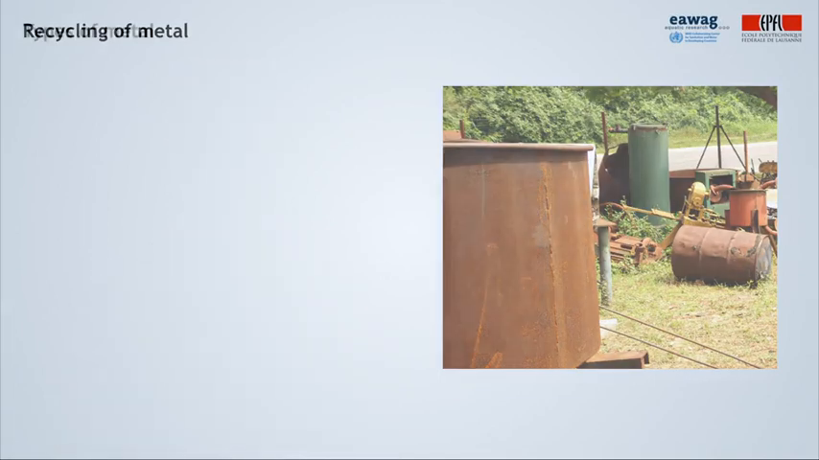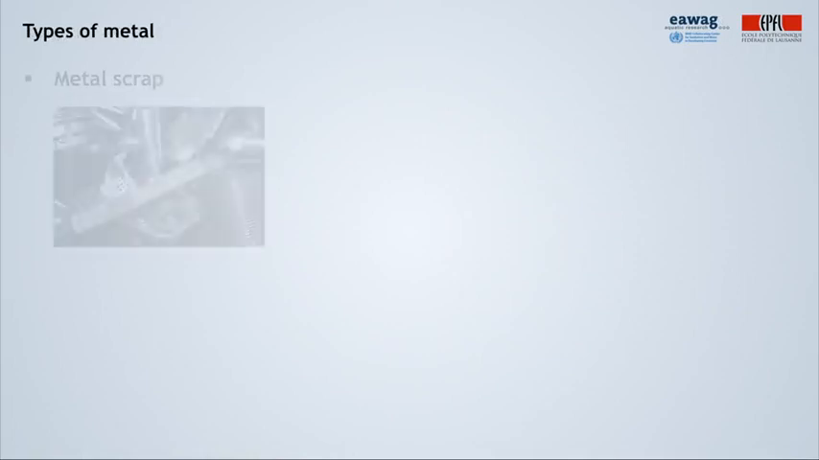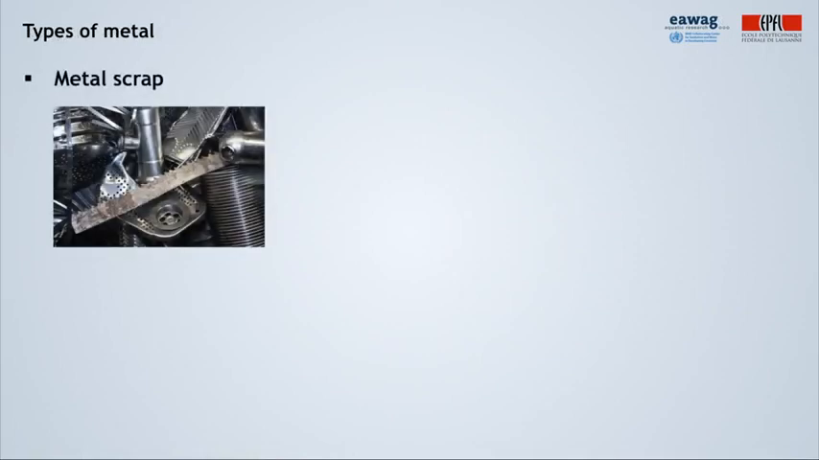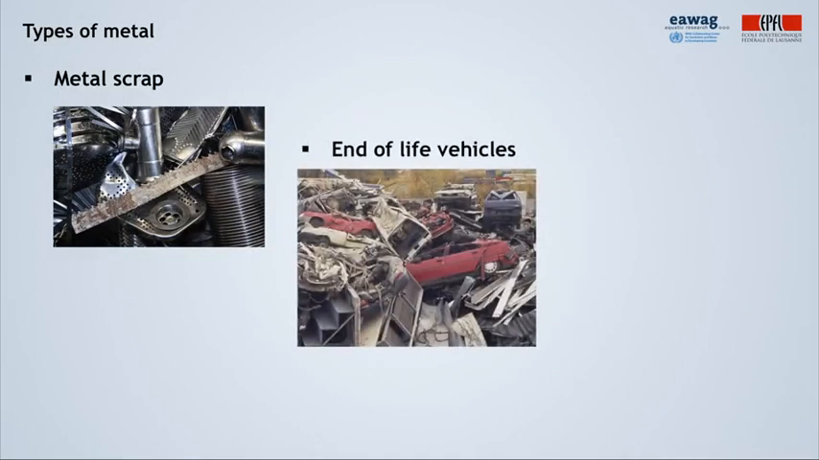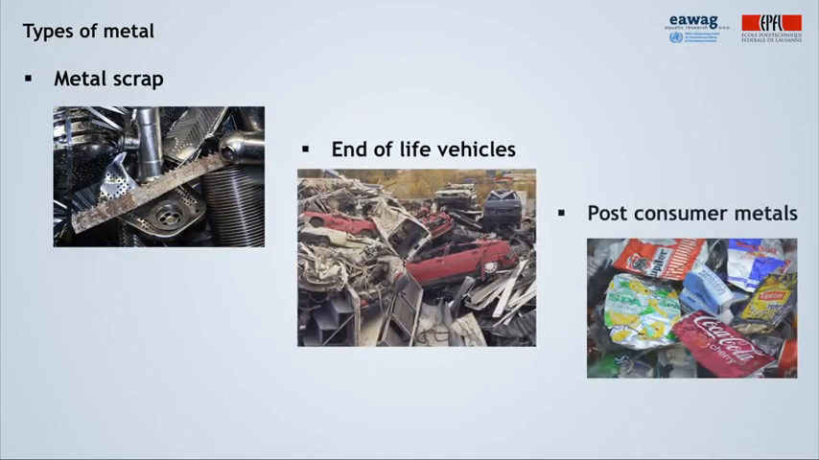The types of steel and aluminum that are being recycled are metal scrap, originated in industries, constructions and demolition, end-of-life vehicles, and post-consumer waste, mainly packaging. This last fraction is the least attractive because it is very mixed and not clean.